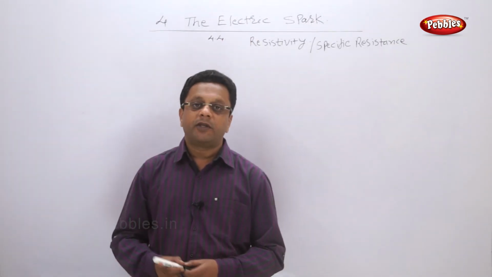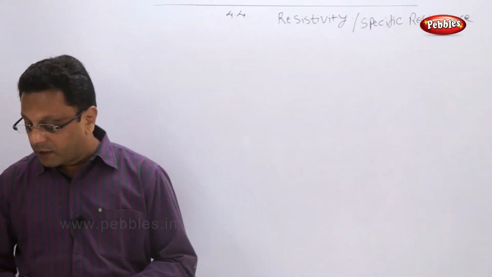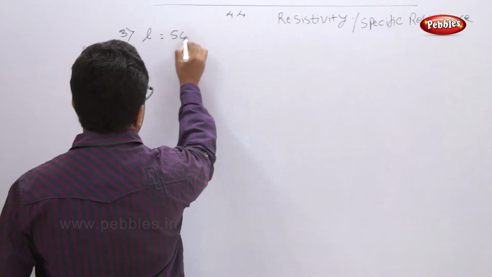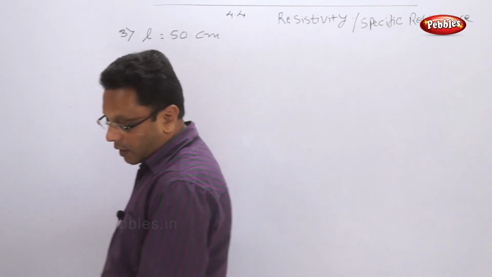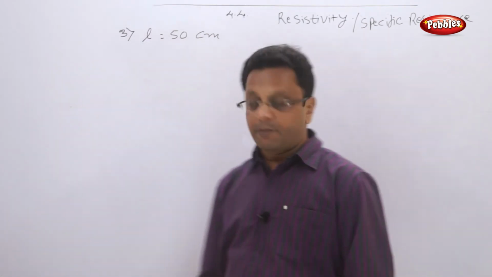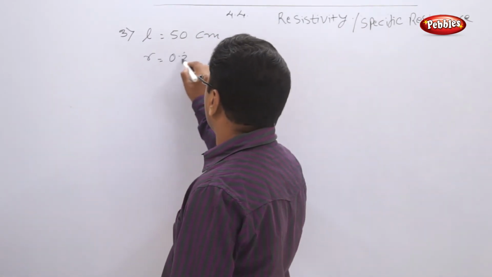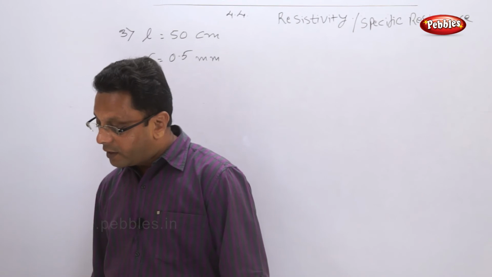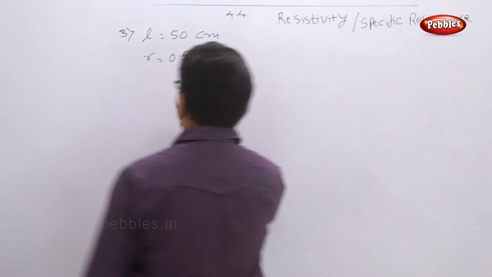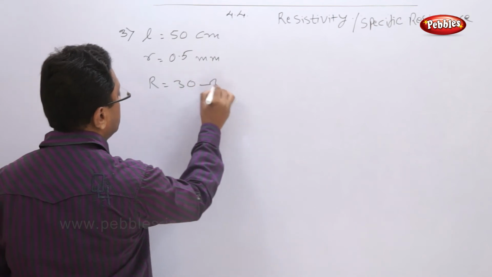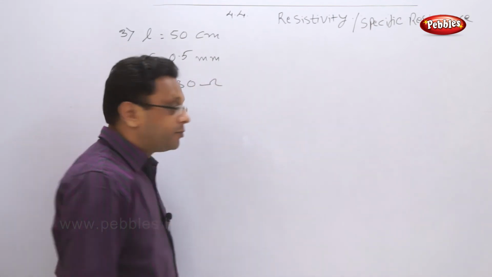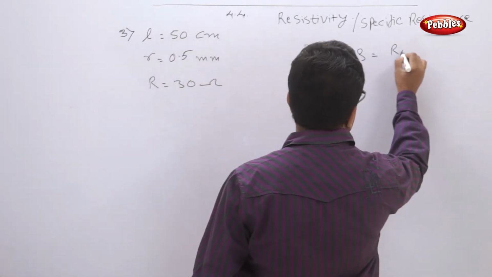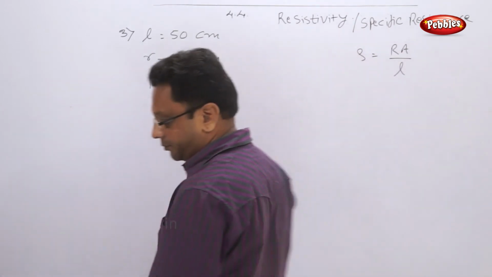Now in this third example, we have been asked to find the specific resistance. If the length of the wire is 50 centimeters and the radius is 0.5 mm, find the resistivity of the wire if its resistance is 30 ohms. The resistance given is 30 ohms. Very simple, direct substitution of the formula: resistivity is equal to Ra upon L.